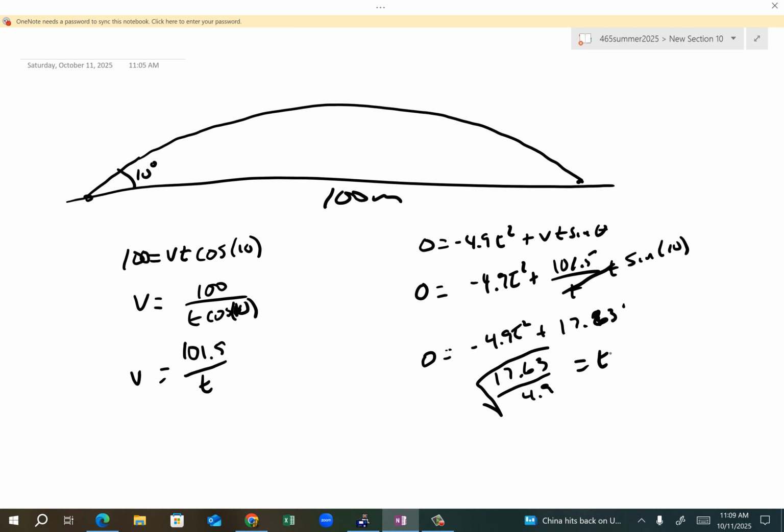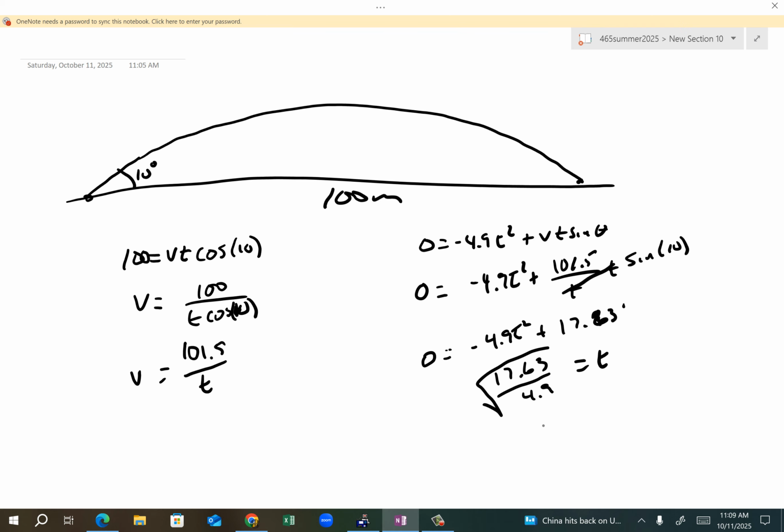So divide by 4.9. What the heck, bro? Stop it. 17.63 divided by 4.9, and take the square root of 39.5, and you get something like 6.2. What the hell's going on? Okay, we're going to try it again. Mr. Groom can't run a calculator because he's a moron, apparently. What a moron.